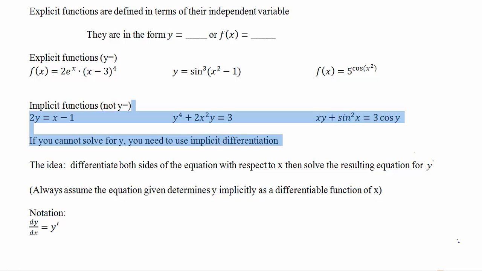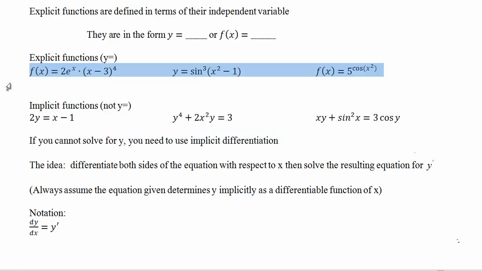So just very quickly going back, explicit functions, all that means is they are of the form y equals. So it's f of x equals or y equals. That's what we've done so far. So all of the derivatives that we have found have all been of the form f of x equals or y equals. And we can apply all of the rules. Now we're going to look at what if the function's not y equals.